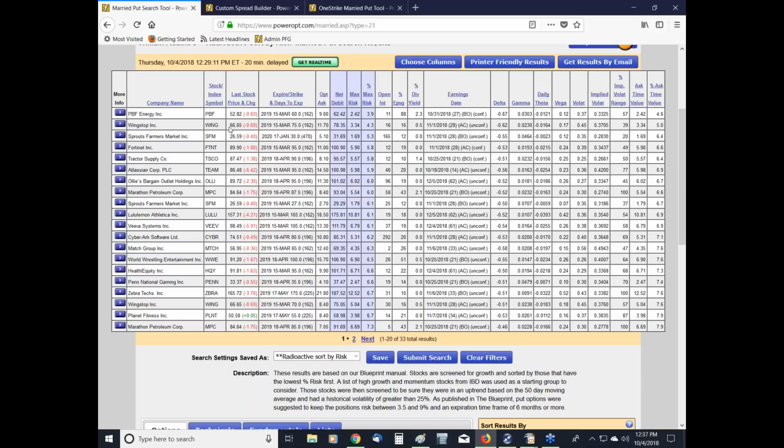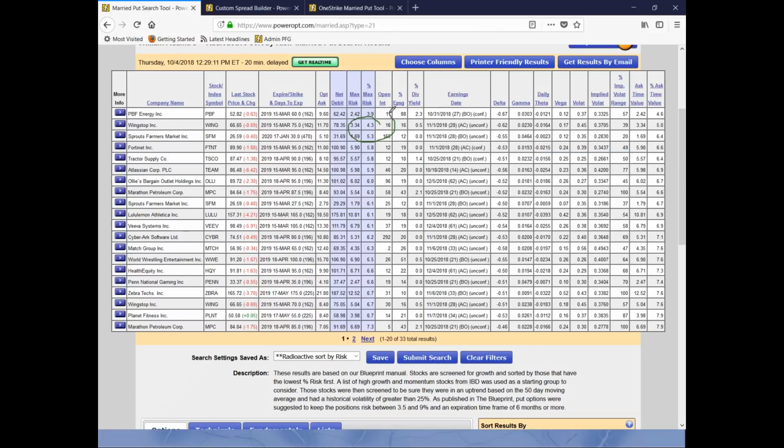All right, but let's take a look at Wingstop. This one looks too deep in the money to me. That risk is too low. The reason why is because I'm sorting this by percentage risk lowest to highest. There's probably a better strike, and I see one down here.